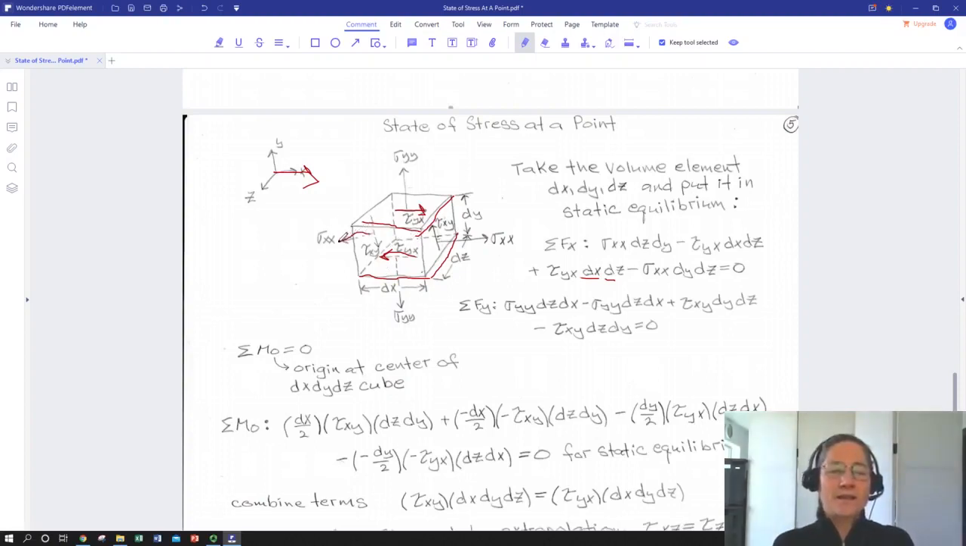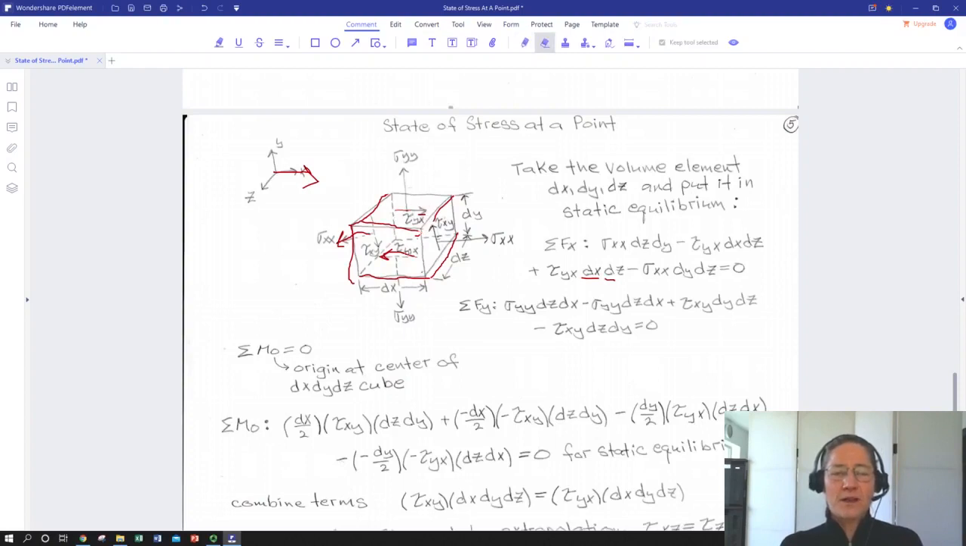Likewise, sigma xx, the normal force times dz dy for an area. So that's everything that's pointing in the x direction. Stress times the area of the face that it's being applied to gives me a force. I sum the forces, I set them equal to 0. I do the same thing for the y direction.